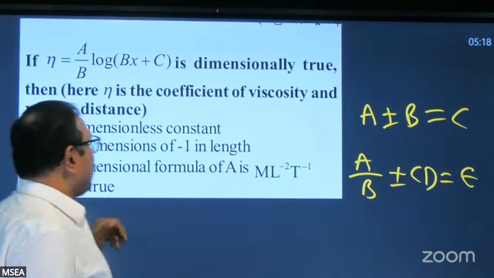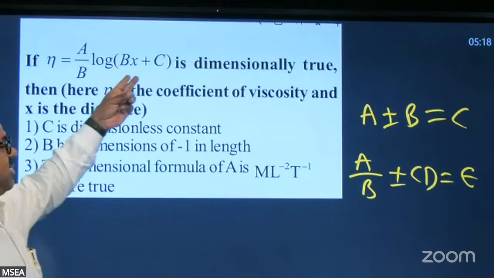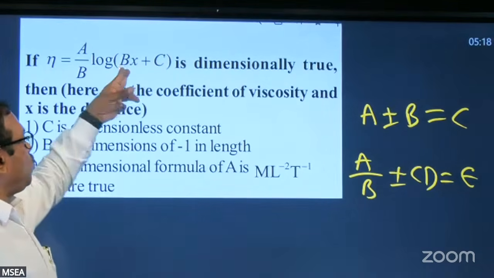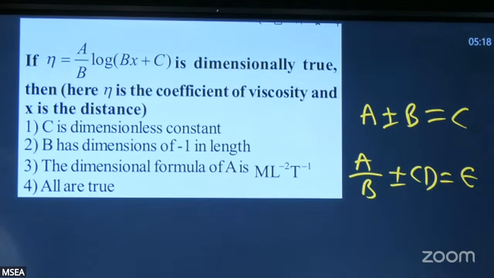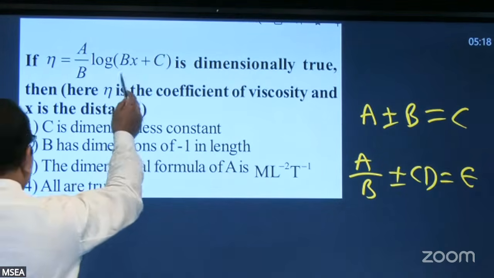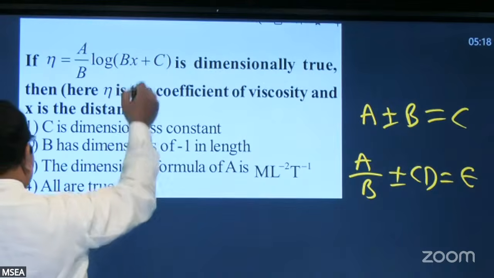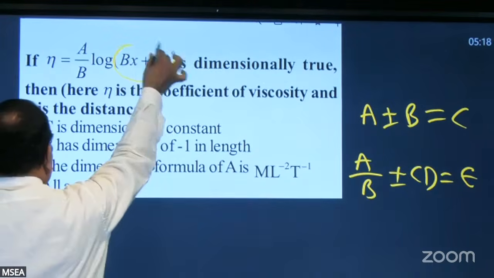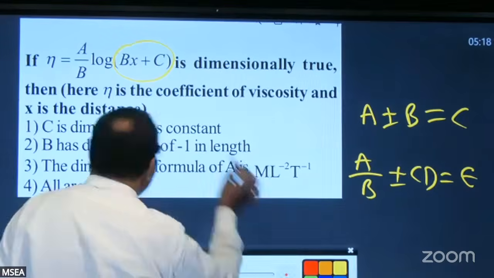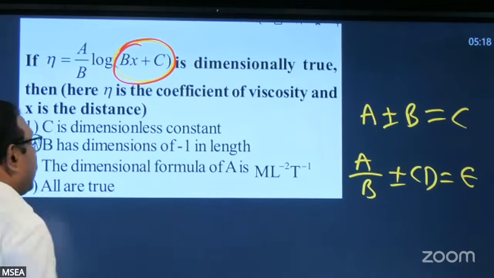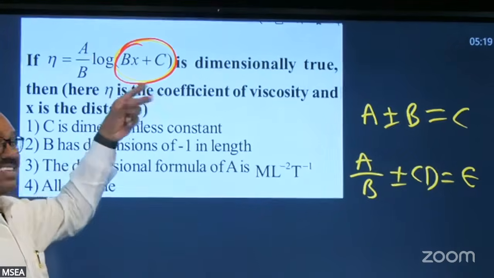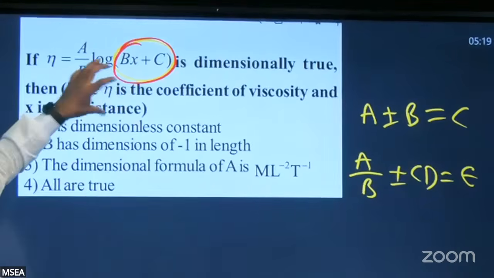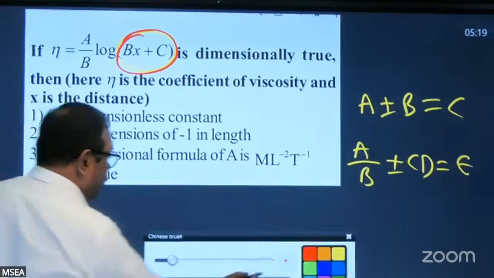According to this, we can say wherever plus or minus is there between two quantities, they should have the same dimensional formula. Let us take what here. They should have the same dimensional formula. And also we can say about this logarithmic function, I'll change the color. This logarithmic function should be associated with a number. That means it is dimensionless. As it is dimensionless.